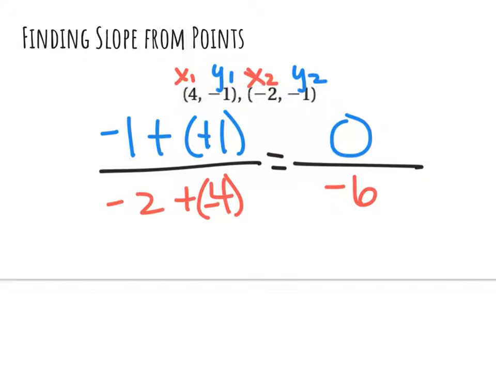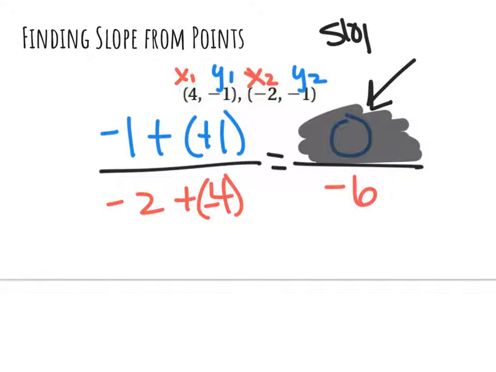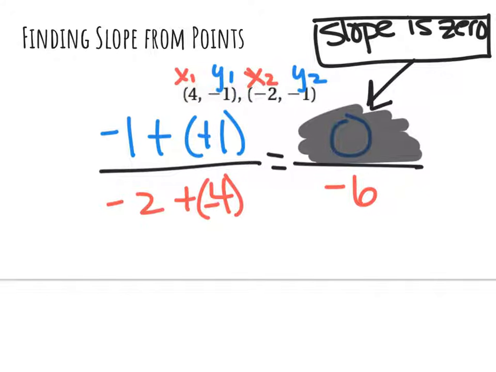You'll notice that right here in my numerator, I got a value of 0. If this happens, my slope is 0. This is a nice horizontal line. The slope is 0. That is your answer. You would not write your answer as 0 over negative 6. You would write your final answer as the slope is 0.